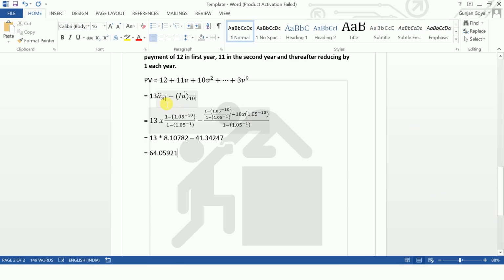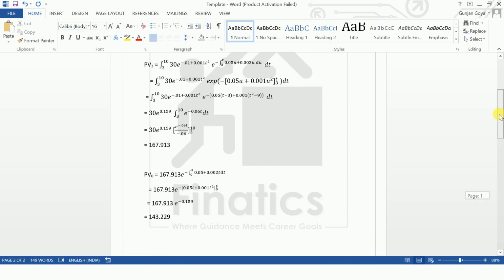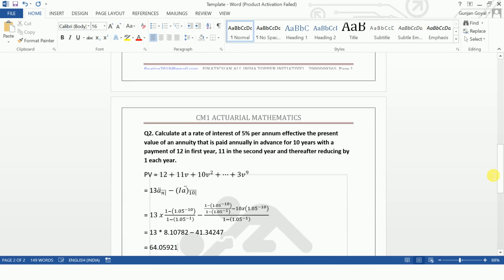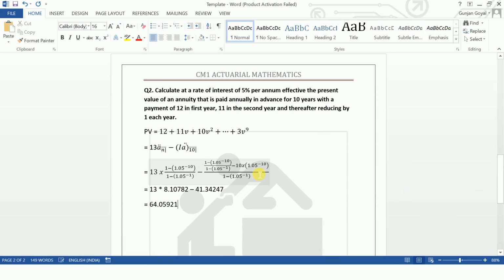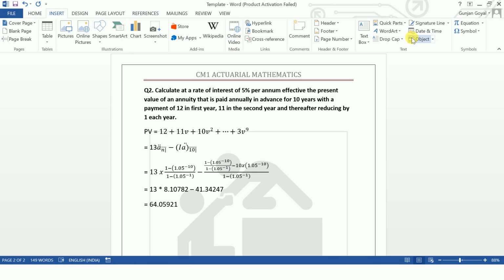So you can see I've covered a-due-n, I have covered Ia-due-n also, and we have done the integration sums also while explaining, and then we have completed this. Basically you need to know your shortcuts: how to insert the equation, how to write fractions, when to put space, when to put brackets, when to insert subscript, and when to use superscripts, and you will be done.